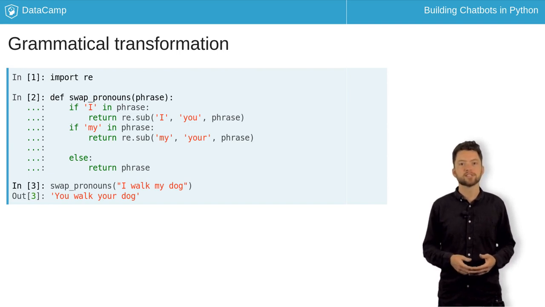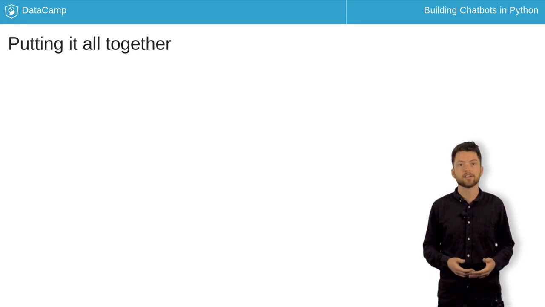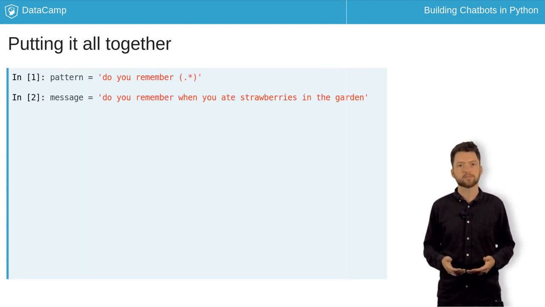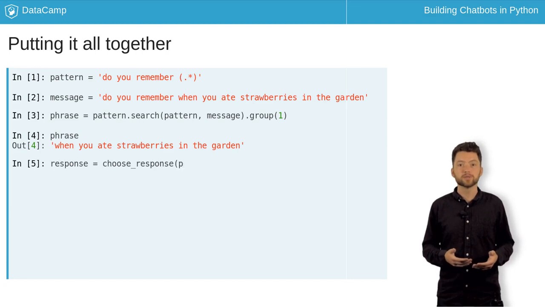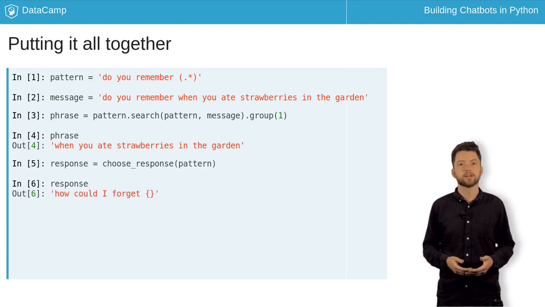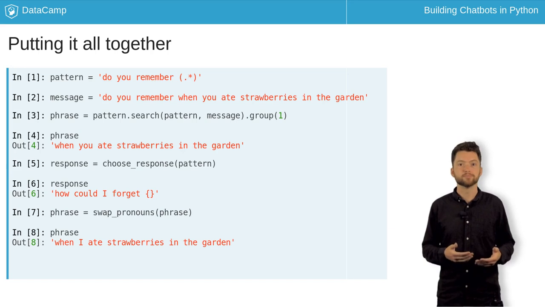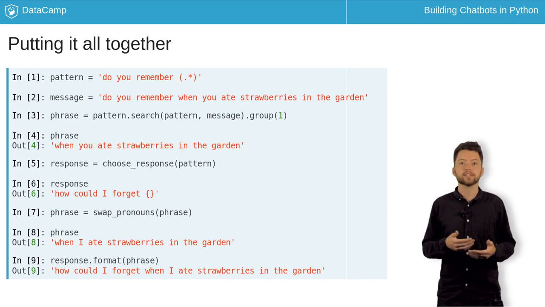The final step is to combine these logical pieces together. We start with a pattern and a message. We extract the key phrase by creating a match object using pattern.search, and then the group method to extract the string represented by the parentheses. We then choose a response appropriate to this pattern and swap the pronouns so that the phrase makes sense when the bot says it. We then insert the extracted phrase into the response to partially echo back what the user talked about, giving the illusion that the bot has understood the question and remembers the experience.